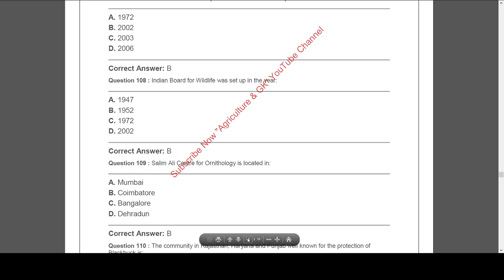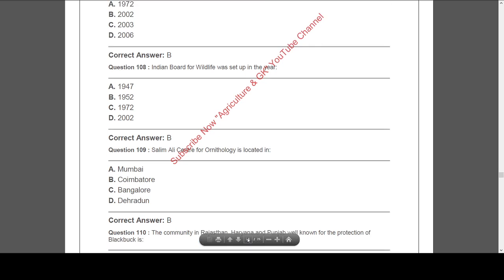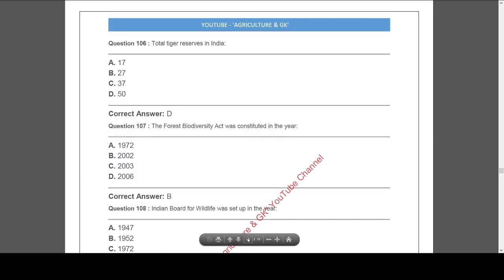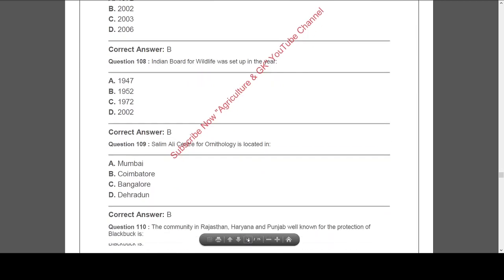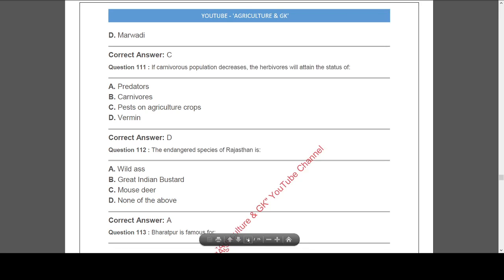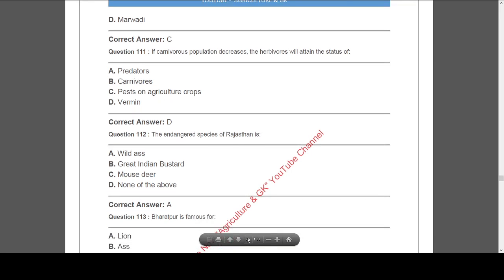Salim Ali Center for Ornithology, it is located in Coimbatore, option B, in Tamil Nadu. The community in Rajasthan, Haryana, Punjab well known for the protection of black buck is option C, sorry. It is Bishnoi. If carnivorous population decreases, herbivorous will attain the status of option D, vermin. The endangered species of Rajasthan is wild ass.